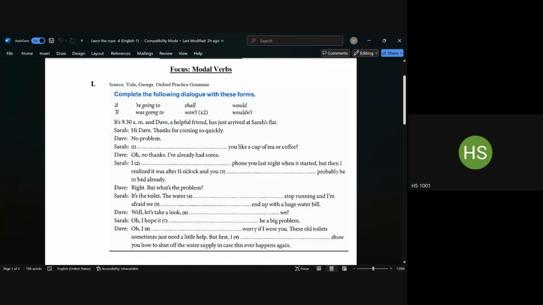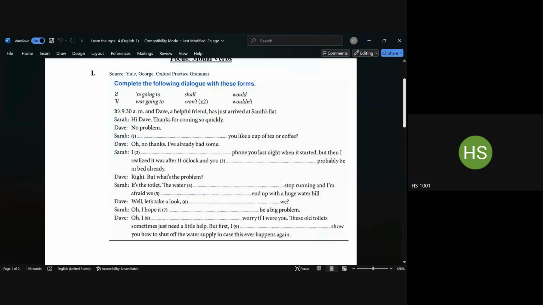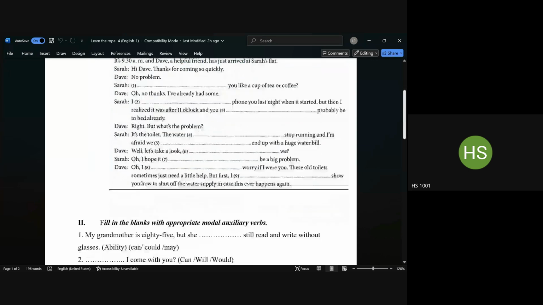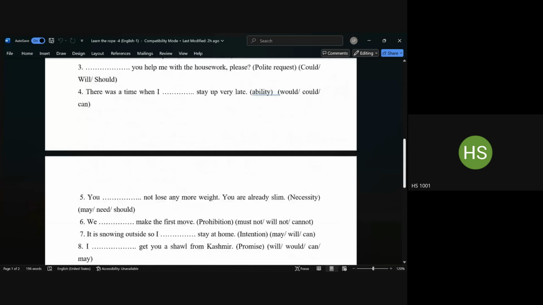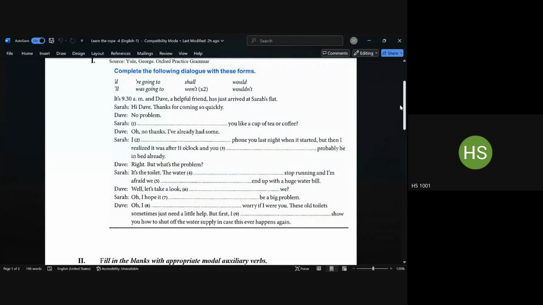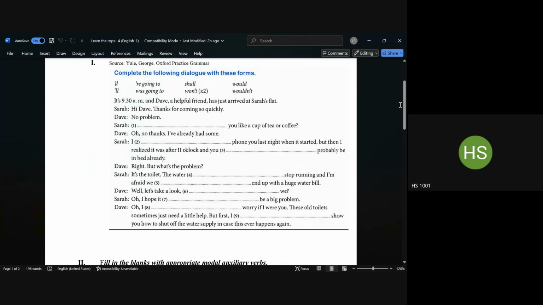All right. So can we look at the worksheet then? This is a very easy worksheet to look at because you don't have semi-modals and other things. I've curated only a very simple one. So we have two exercises. One is a conversation, and this is from George Yule's Oxford Practice Grammar.